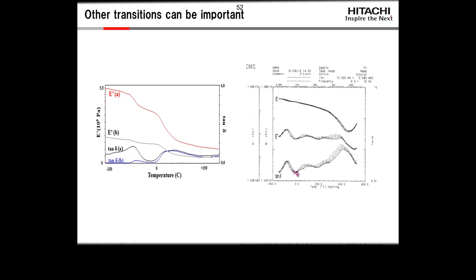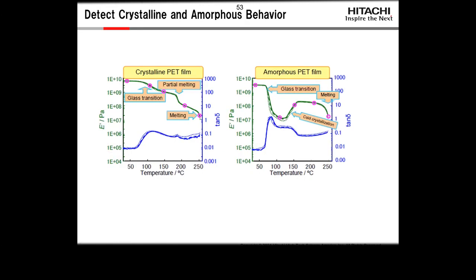And here is just another example showing very low temperature transitions working all the way up to the Tg. And we're starting to go into the cold crystallization there. So you can get a lot of information on these lower order transitions. Because it's so sensitive, you can use it to detect differences in crystalline and amorphous behavior. And sometimes that's subtle, partial melting in a crystalline film. In an amorphous film, it can be pretty exaggerated.